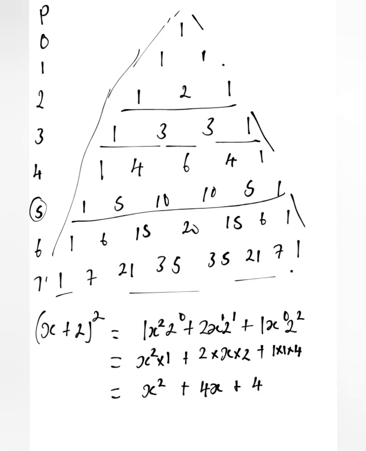Now let's go back to the Pascal triangle. When the power is 4, we'll make use of 1, 4, 6, 4, 1. So let's go there, which is 1, 4, 6, 4, 1.